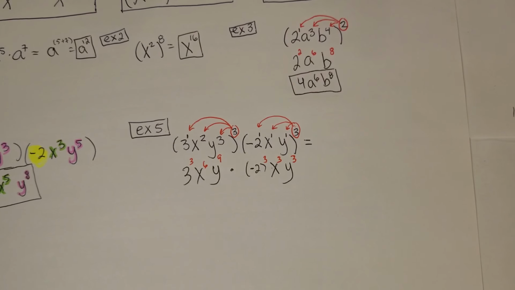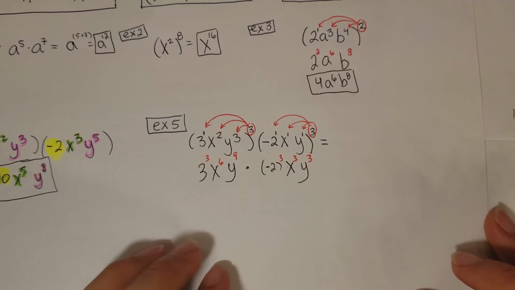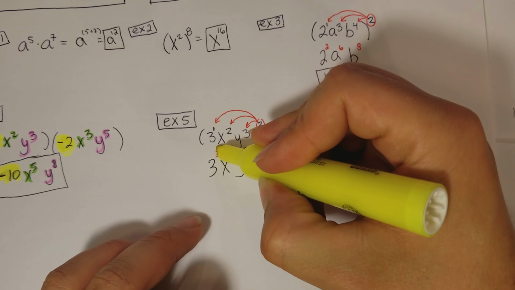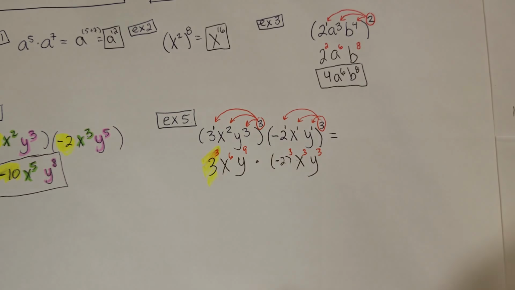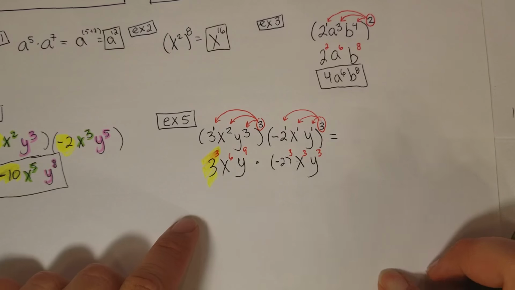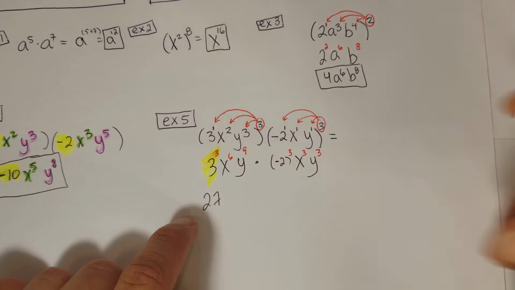Okay, so we have all this nonsense that we can simplify. Let's deal with the numbers first. Can we simplify the numbers? I think we can. So 3 to the power of 3, that can be a whole number, right? 3 times 3 times 3. So 3 times 3 is 9. 9 times 3 is 27. So this becomes just 27.